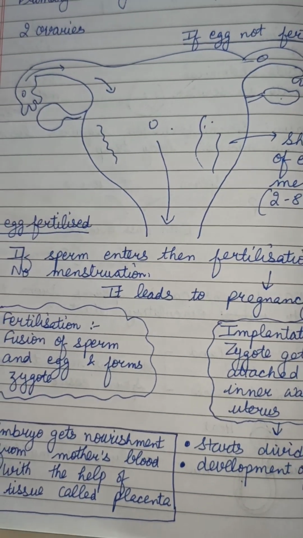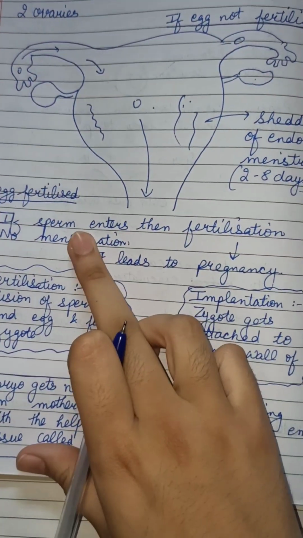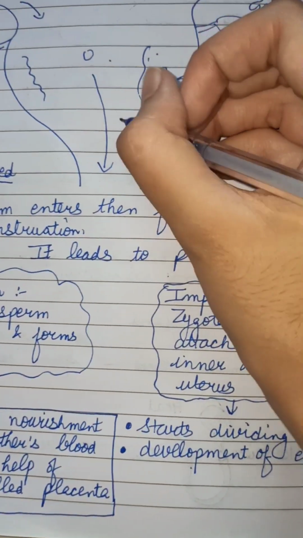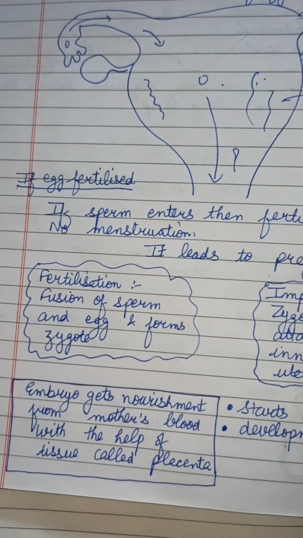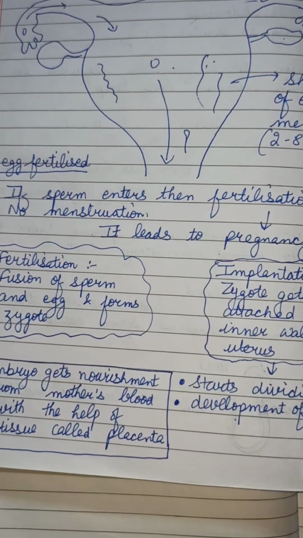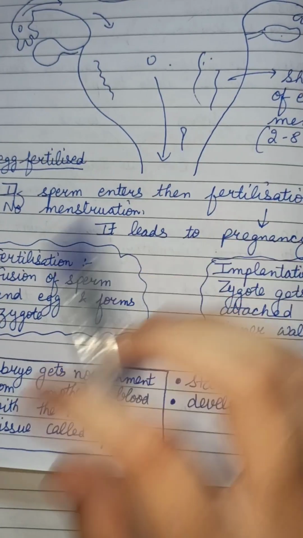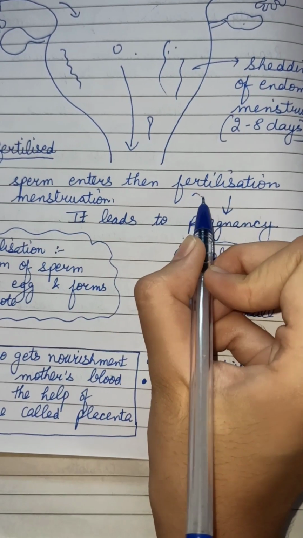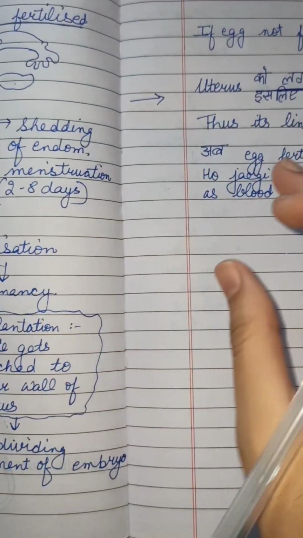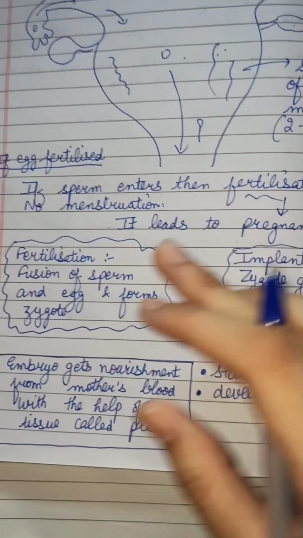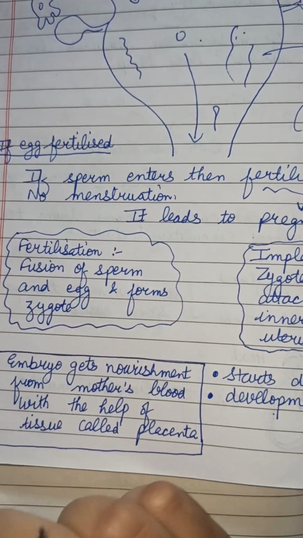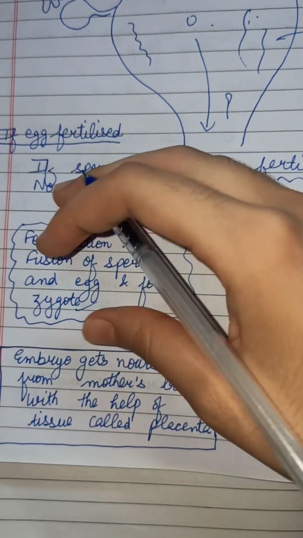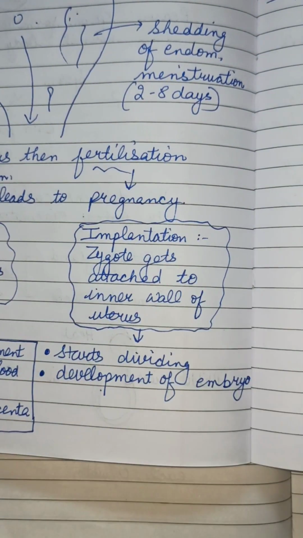Now what will happen if egg is fertilized? If egg is fertilized, sperm enter, then fertilization takes place. If sperm enters from here, fertilization will take place. Then no menstruation will be there and it will lead to pregnancy. Now what are these terms? Fertilization, and here I told you about implantation. So fertilization is fusion of sperm and egg and it forms a zygote, which further develops into embryo, then fetus, and so on. Then next is implantation.